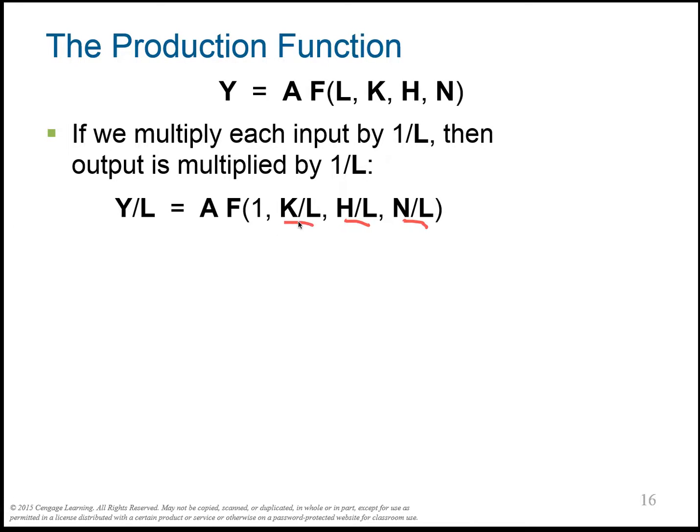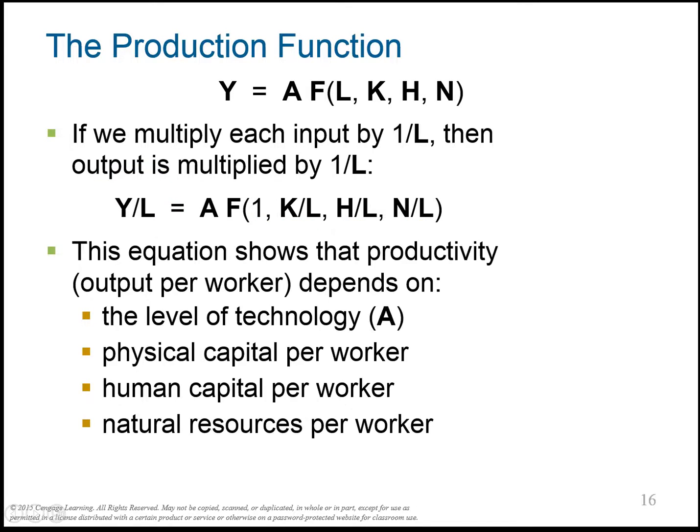And of course this was L over L, so that becomes 1. We know that when we multiply all of these by 1 over L, we have to multiply this by 1 over L. And look what it ends up being, Y over L. That's actually what we're trying to measure, productivity. We've already previously defined that as productivity. So this very cool production function shows that the productivity, or output per worker, Y over L, depends on these 4 things: A, K over L, H over L, and N over L.